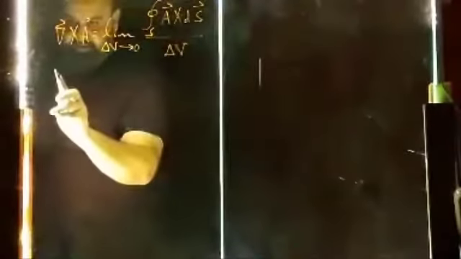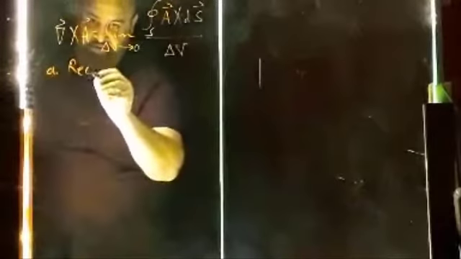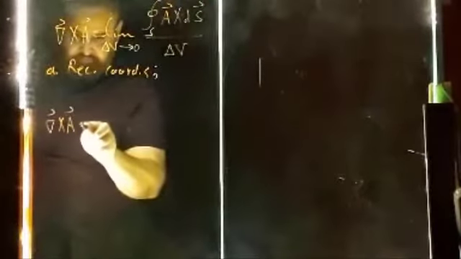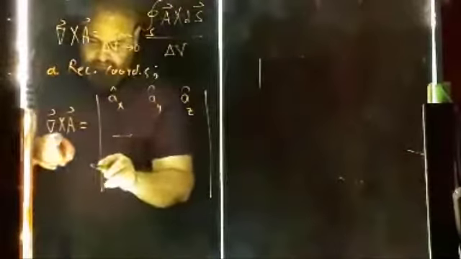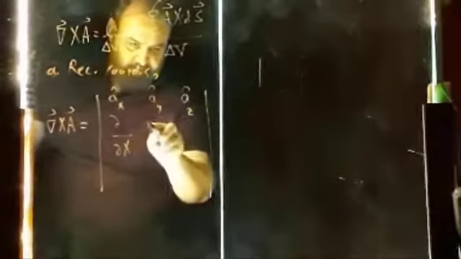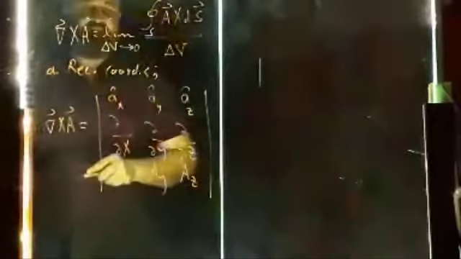Now I will write A in rectangular coordinates. Curl A equals the matrix. I will write A sub x hat, which is another symbol for the unit vector, and A y hat, A z hat, for the number 1. Then partial x, partial y, partial z, and for the vector field it's A sub x, A sub y, and A sub z.